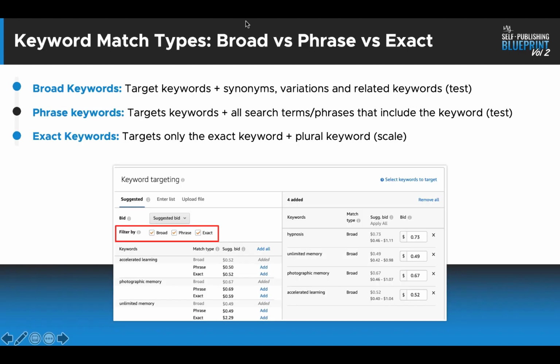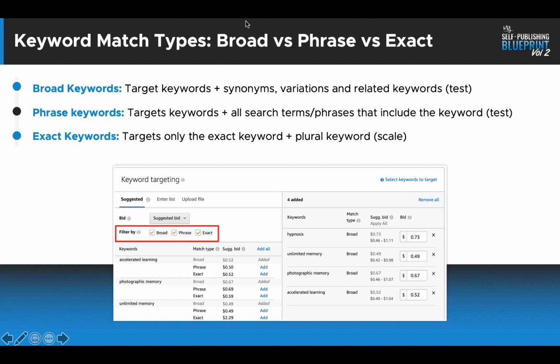So, keyword match types. I've talked about broad and phrase. These are the terms when we're talking about the different types of keywords we're going to be targeting. So this is a little screenshot from inside the ads dashboard that we're going to be going through and using extensively in the next lesson when I show you step by step how to set this up. So broad keywords, the definition is our target keyword plus synonyms, variations, and related keywords. So that's one of the ones we use for our testing campaign.